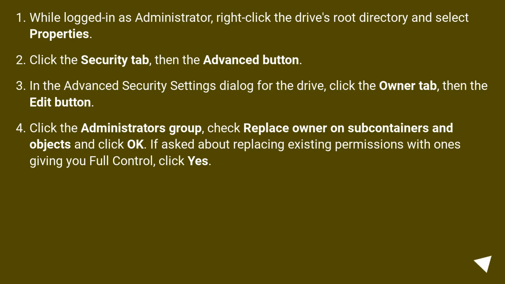while logged in as administrator, right-click the drive's root directory and select Properties. Click the Security tab, then the Advanced button. In the Advanced Security Settings dialog for the drive, click the Owner tab, then the Edit button. Click the Administrators group, check Replace Owner on subcontainers and objects and click OK. If asked about replacing existing permissions with ones giving you full control, click Yes.